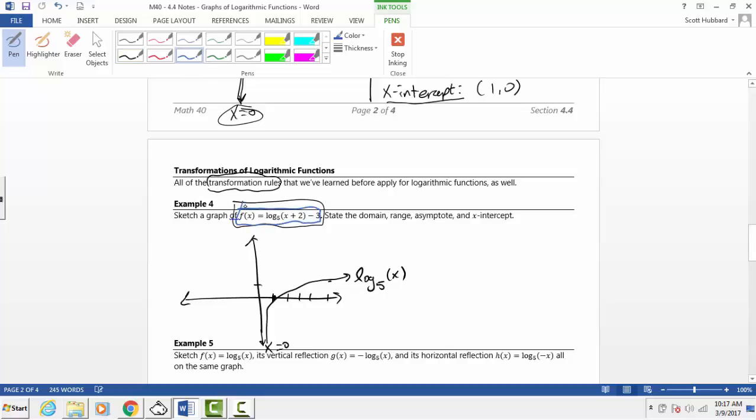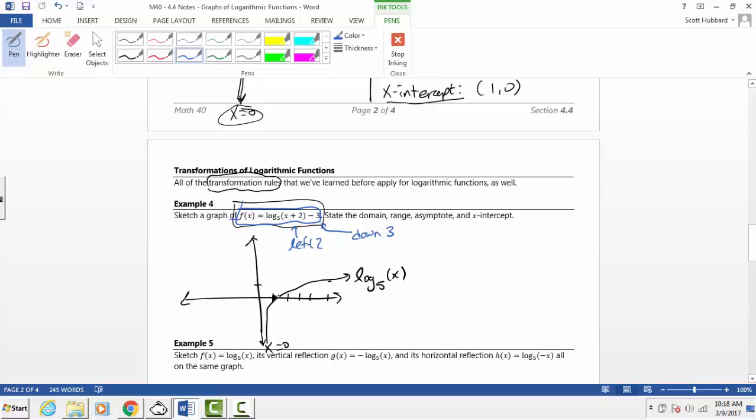Okay, so what does the x plus 2 do to it? Well, remember, plus 2, when it's next to the x, your x lies about you. So this means it moves left 2. And the negative 3 on the outside means it moves down 3. Okay. And so that means I'm going to take my graph and move down 3, left 2.